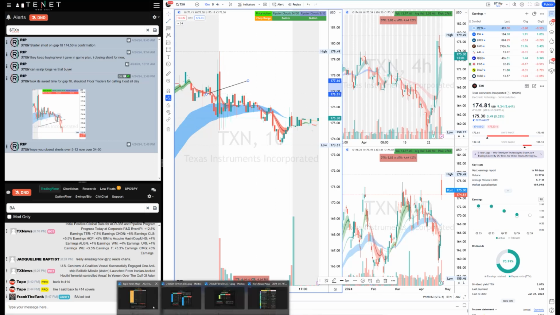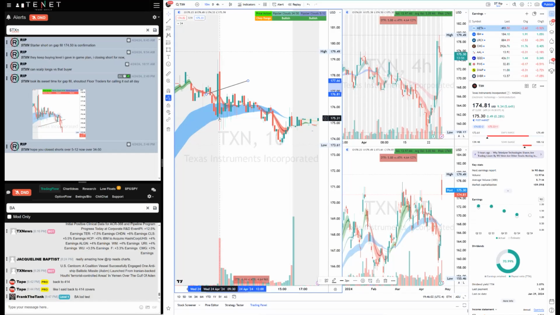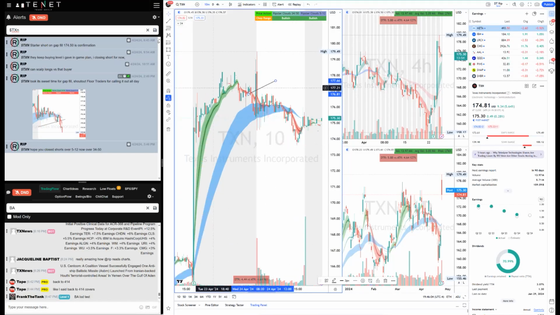because it was not going over this 177 level and it was fading that. The plan was, we had a plan on Texan, right? We had a plan long if 774 holds, 775, otherwise gap fill under that. So it has been bouncing from that level, right? So same level that I talked about, 174, 175. And I took an early short, did not work, and I was like, I'll leave it.